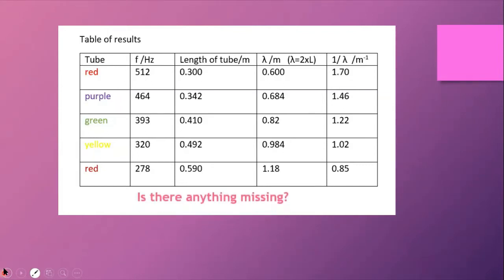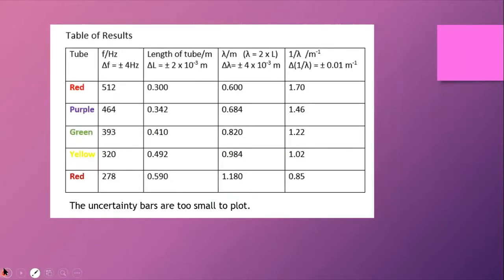But is there anything missing here? We're dealing with A-level physics or IB physics, and surely we should be taking into account uncertainties. Here I've tried to put in an estimate for the uncertainty in the frequency, an estimate for the uncertainty in the length, and for lambda, and indeed for 1 over lambda.